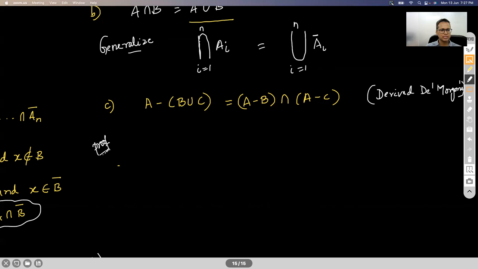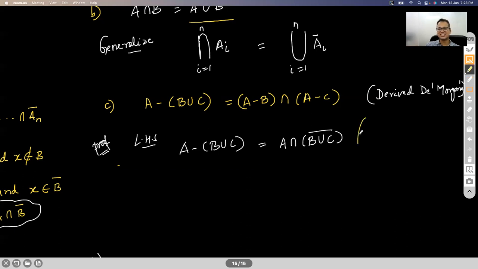Let's prove it. Let's start with the left-hand side: A minus (B union C). Now, remember, when we had done the difference of two sets, let's say X minus Y, X minus Y can be written as X intersection Y complement. Isn't it? Do you remember that fact? X minus Y could be written as X intersection Y complement.